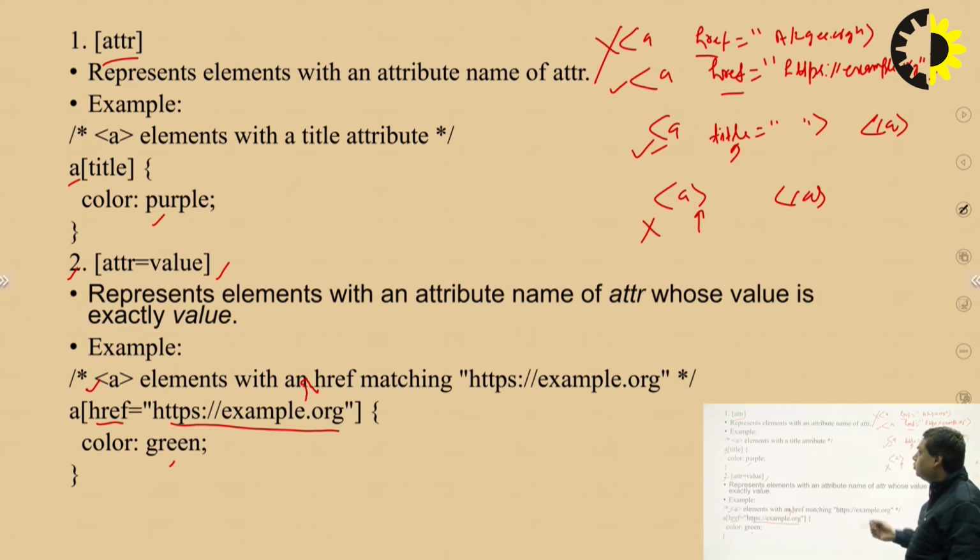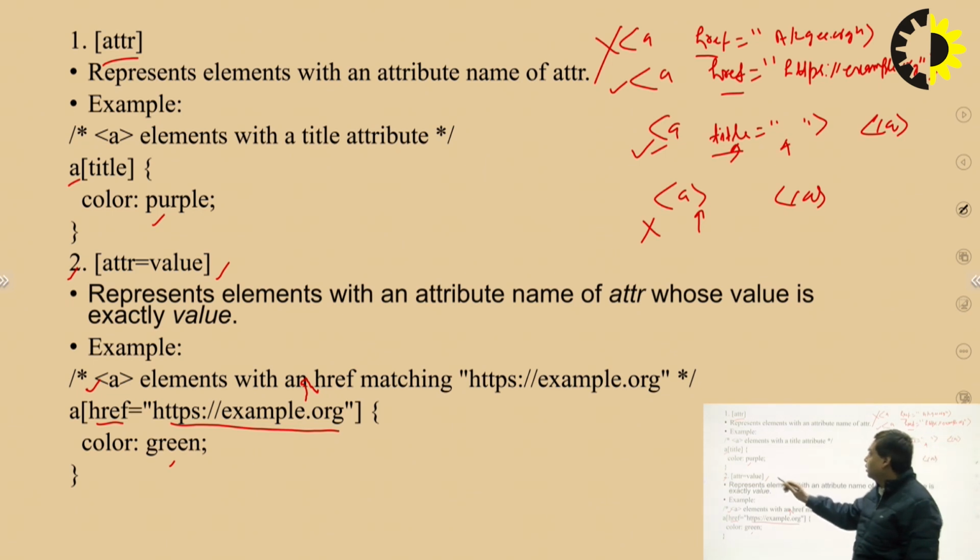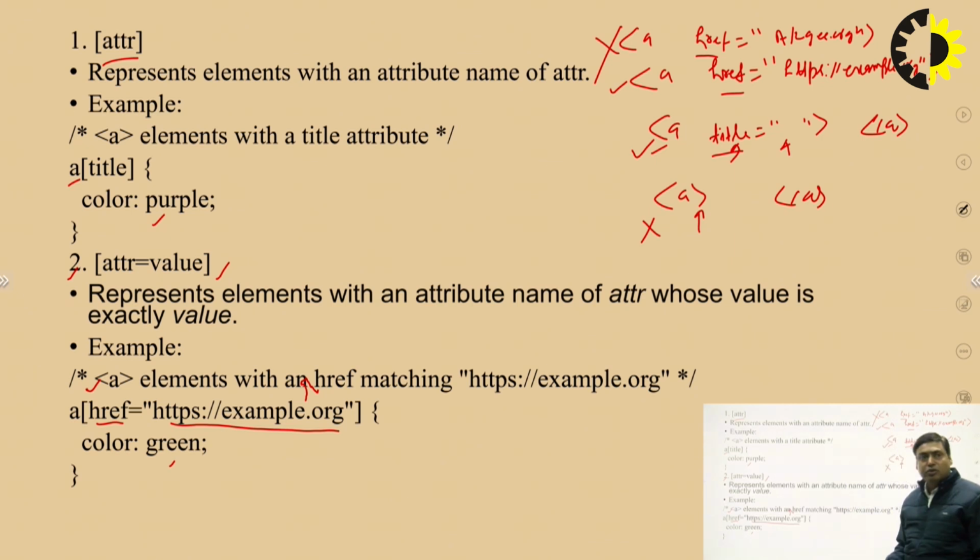So we have two rules in this slide. In the first rule, only the name of the attribute is mentioned irrespective of any value. In this first rule, the value will not matter. In the second rule, the value will matter because we have given a value to the attribute. So if the attribute is present and the respective value is present, then only the CSS will be applicable.